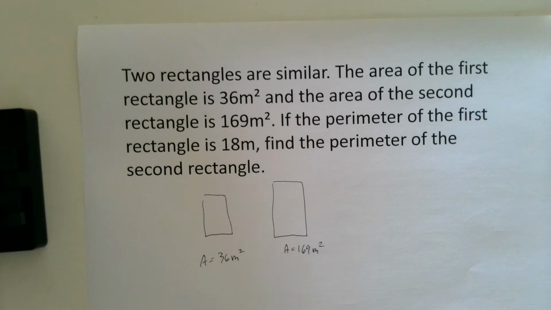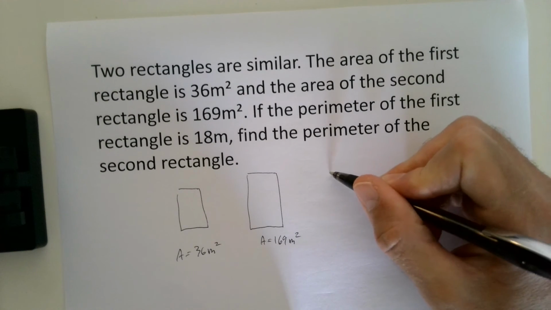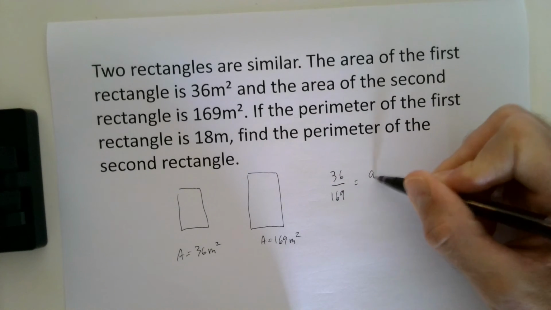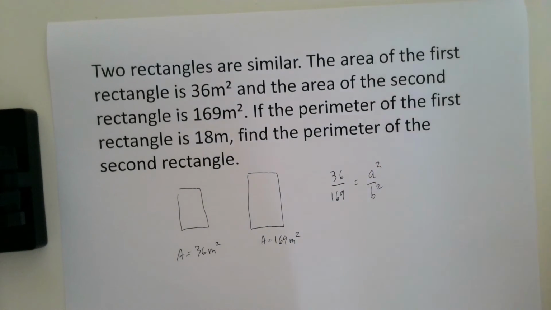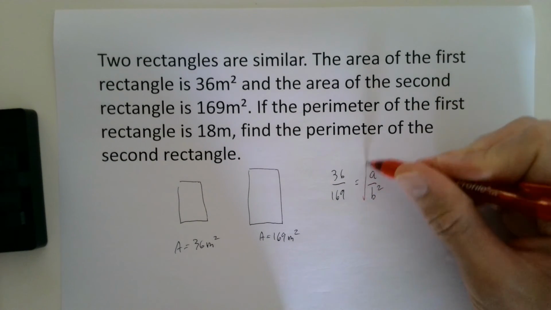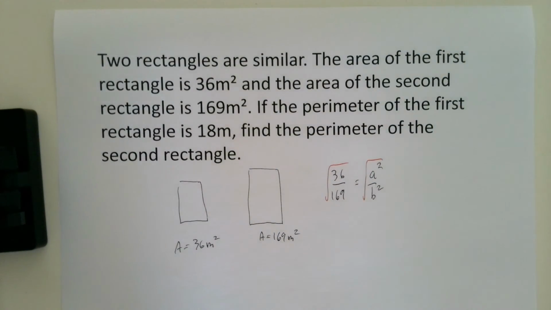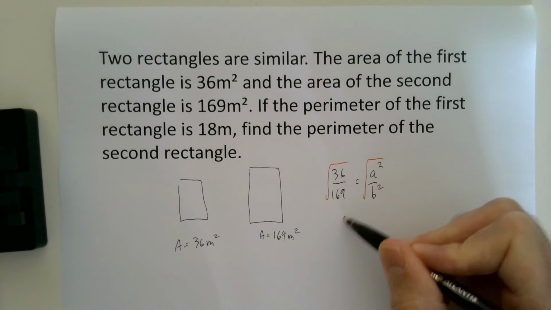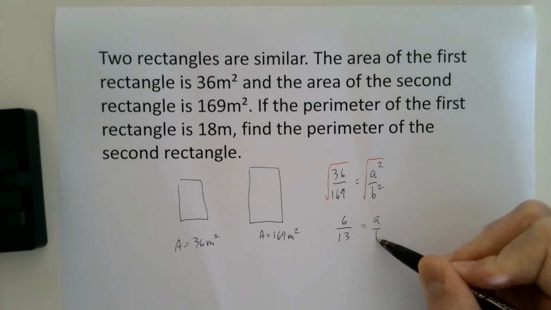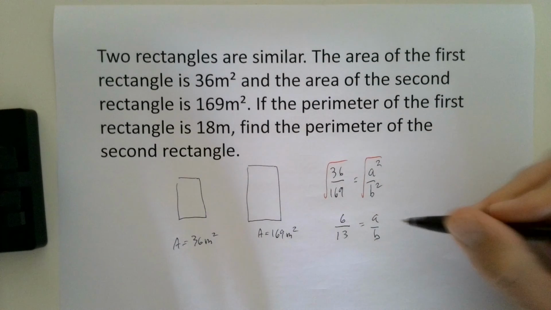The difference here is we're going to find the perimeters by solving a proportion without even knowing any of the side lengths. So we're going to say area to area equals a squared to b squared. And just like before, take square roots. We should remember our squares. That's the same as 6 squared. That's the same as 13 squared. Okay, so here's our scale factor.